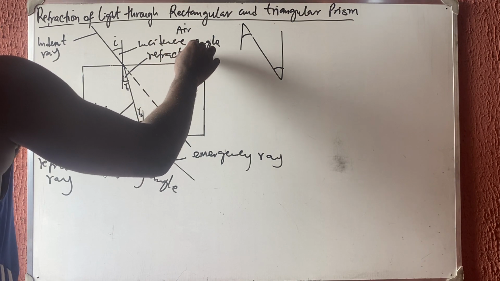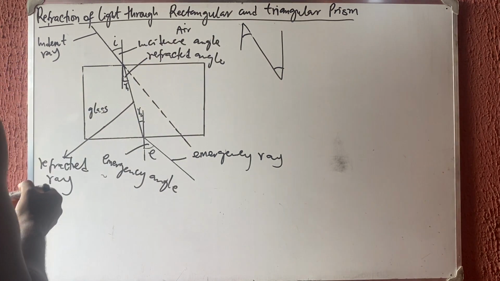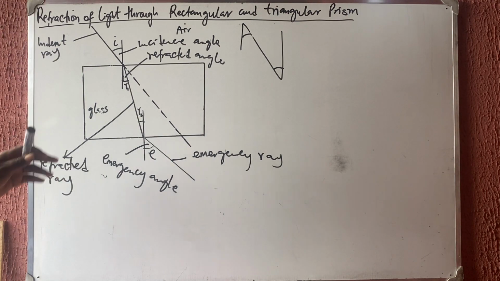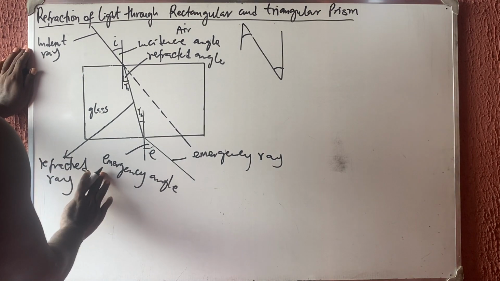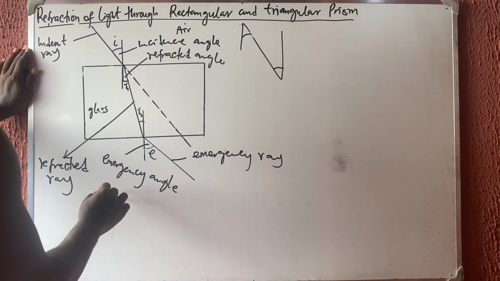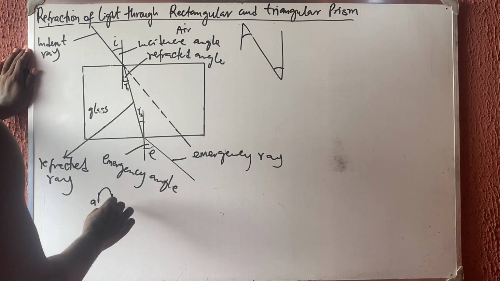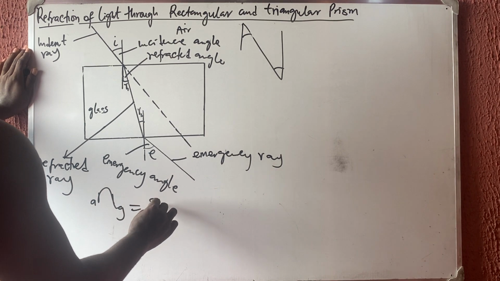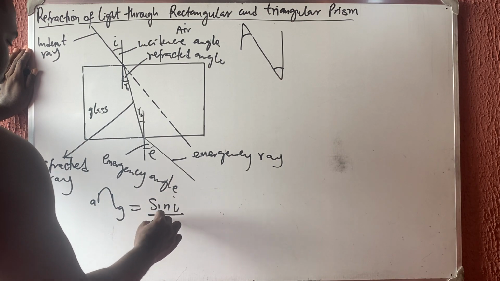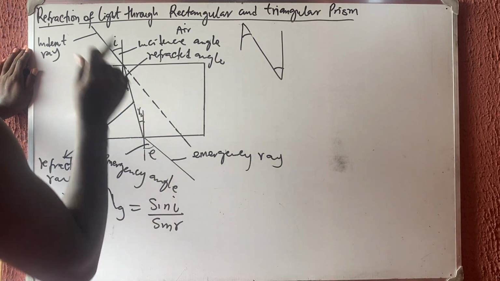Now, from this place, we should know there's a law that we know, which is Snell's law. We did that in the previous video. It says that the refractive index from air to glass is equal to sine i over sine r. You know that.